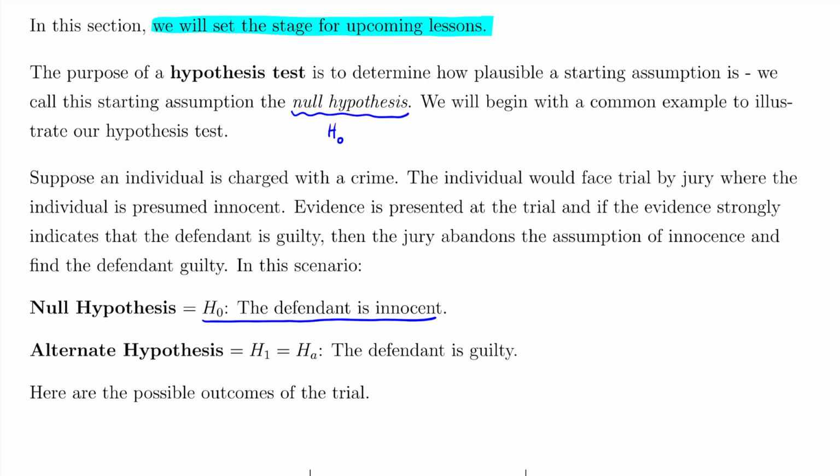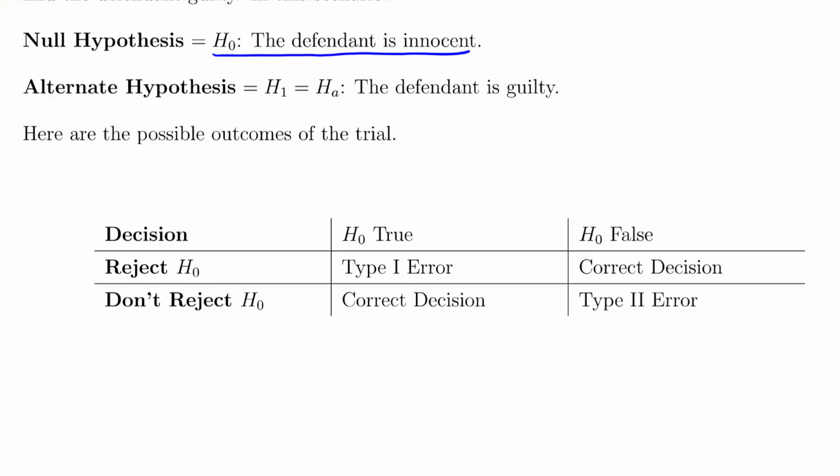Now, in the same idea of this trial concept, the jury does not know whether the defendant is innocent or guilty, correct? It is just going to make an assessment based on the evidence whether they think the defendant is guilty or not guilty. Because of this, there's a few different outcomes of the trial. Now let's label these individually.